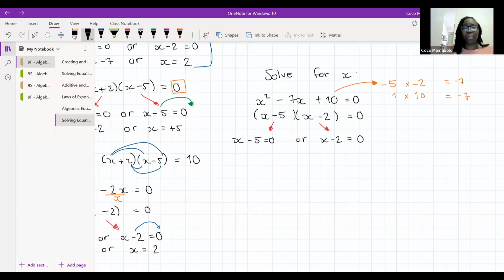Finish up. Don't leave it hanging. So that means x would be equal to positive 5, and then x would be equal to positive 2. Because remember, I put it on the right side, which is 0 plus 5, which is actually positive 5. 0 plus 2 is actually positive 2.